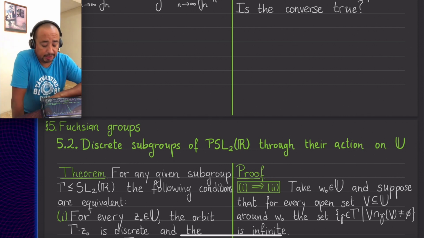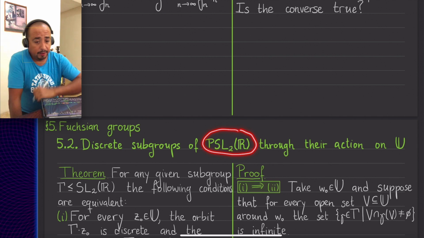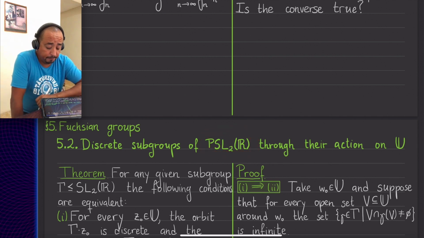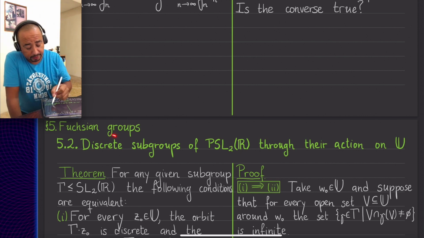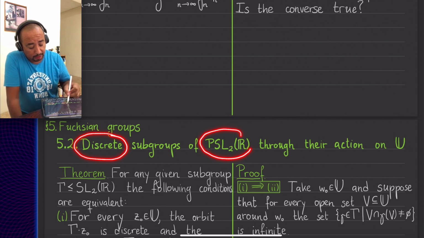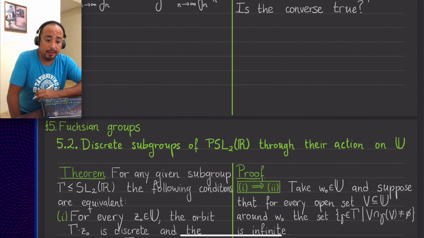Welcome to today's class, which is the second class in the chapter about the Fuchsian groups. As I said before, Fuchsian groups will be defined to be the discrete subgroups of PSL2R or even of SL2R. And one of the things I'm going to do is to characterize the discreteness of a subgroup of PSL2R in terms of its action on U, which is by Mobius transformations, i.e.